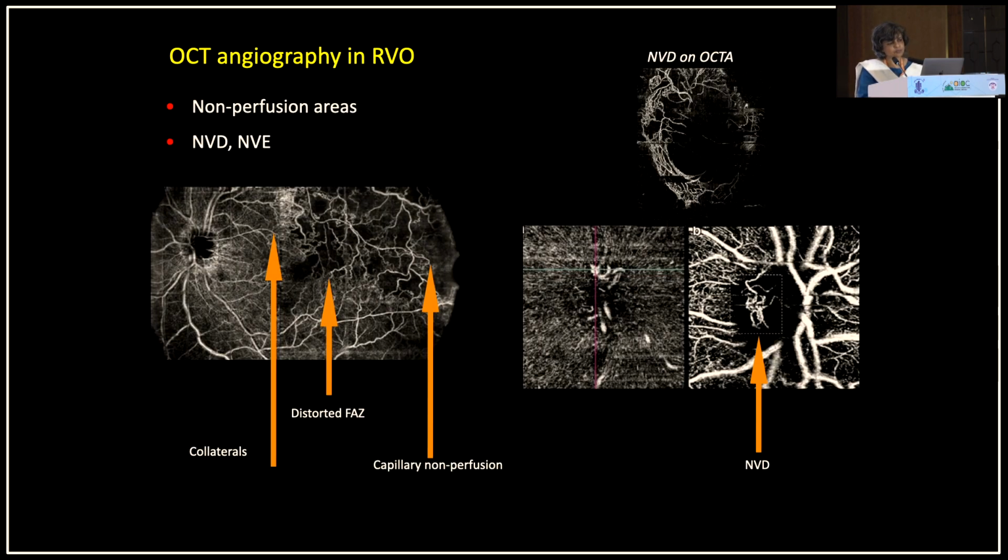OCT angio is very important to show collaterals, capillary dropouts, even neovascularization of the disc. I use it most commonly when there is a suspicion of NVD. And sometimes you can see a florid NVD on OCTA, which is not very clear on examination.